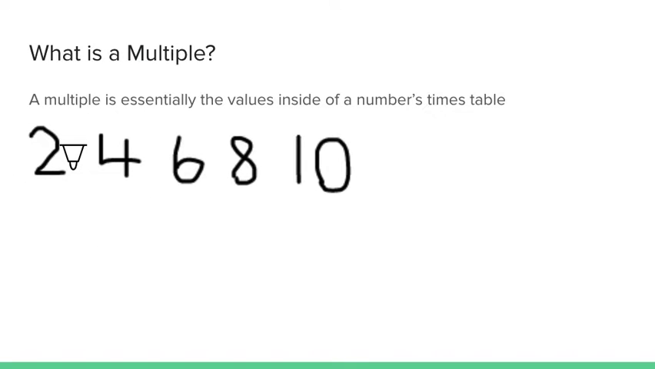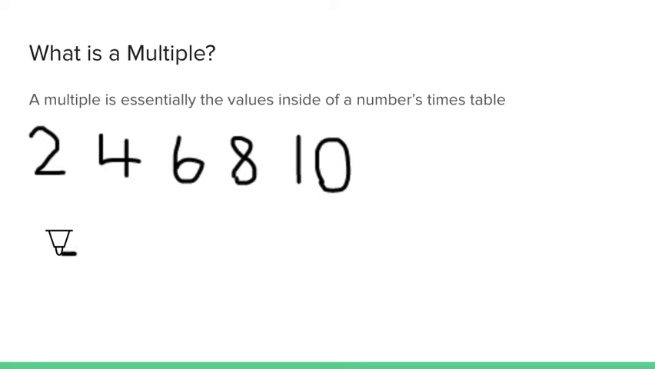The number itself is always the first multiple, because 2 times 1 gives us 2. 2 times 2 gives us 4. 2 times 3 gives us 6. 2 times 4 gives us 8. And 2 times 5 gives us 10. All multiples of 2. We can go on forever like this.